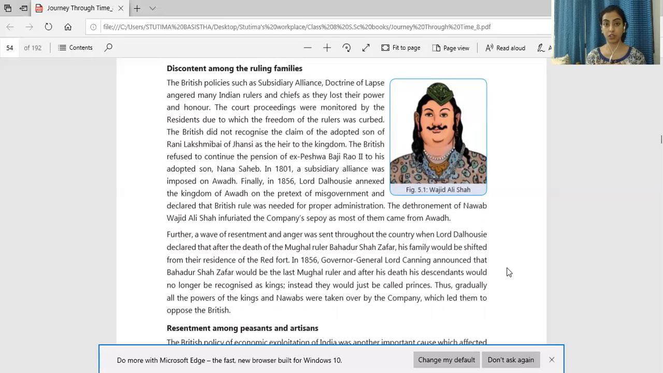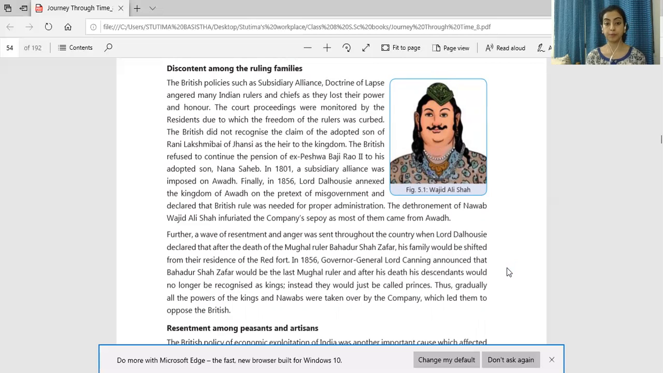First was because of the doctrine of lapse and subsidiary alliance. Through both these methods, many rulers started to lose their control over their kingdom, right? Second, Rani Lakshmibai was not allowed to have her adopted son as the heir to the kingdom, right? And third, Nana Sahib was not given the pension of his father Peshwa Bajirao II, right? Number four, Lord Dalhousie dethroned the Nawab of Awadh, Nawab Wajid Ali Shah, right? And also he annexed the kingdom of Awadh, right?